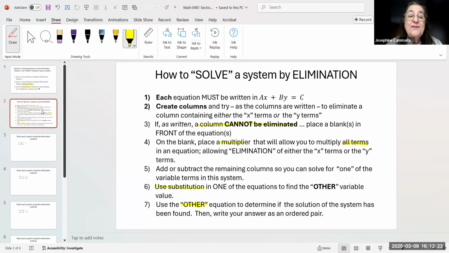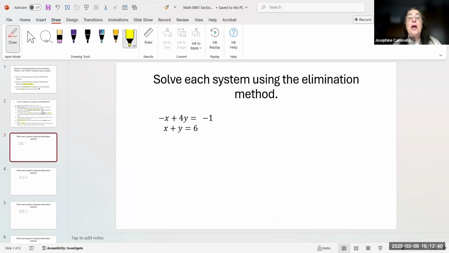Now, steps 5, 6, and 7 are a lot easier to do if I show you. Also, the blank in step 4 is probably easier to show you than it is to tell you. So here we go. Okay, first off, it is asking us to use elimination.